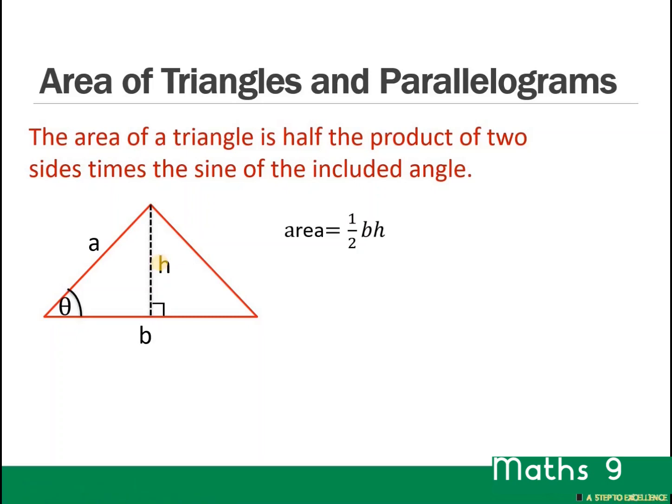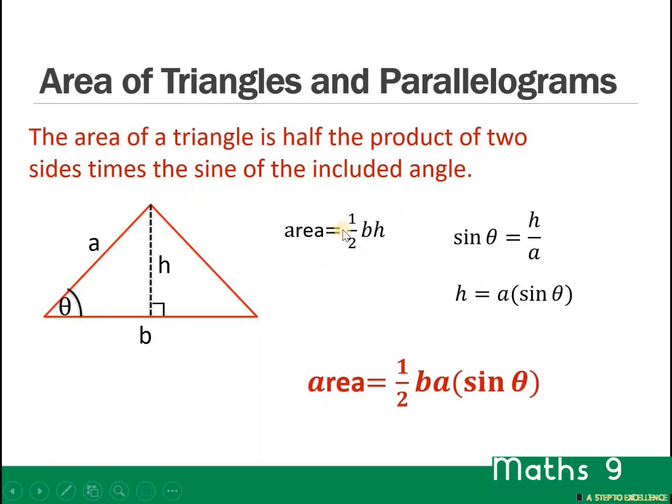The area we know is half times base times height, so half times b times h. So what we need to do is rewrite h in terms of a, b and theta. From trigonometry, we can write that sine of theta is the opposite over the hypotenuse, so h over a. So h is a times sine theta. So this means that we can rewrite the area as a half times b times a sine theta. So it's a half times the product of the two sides times the sine of the included angle.